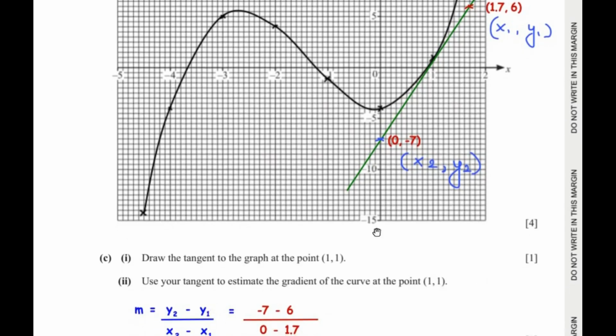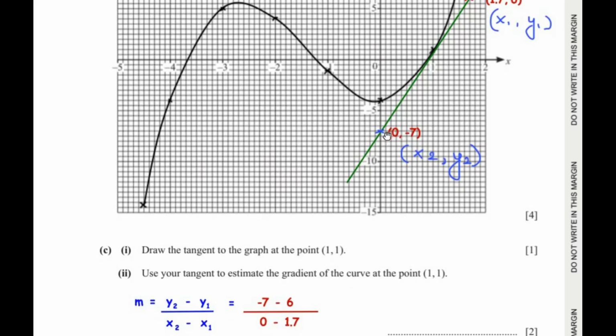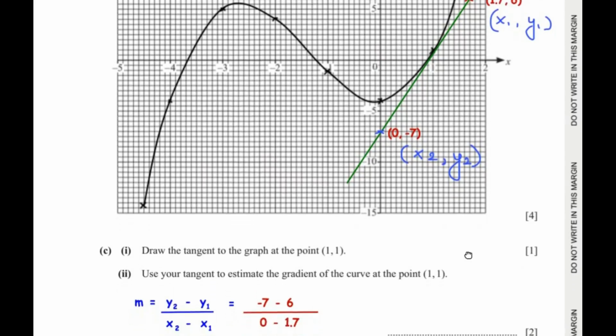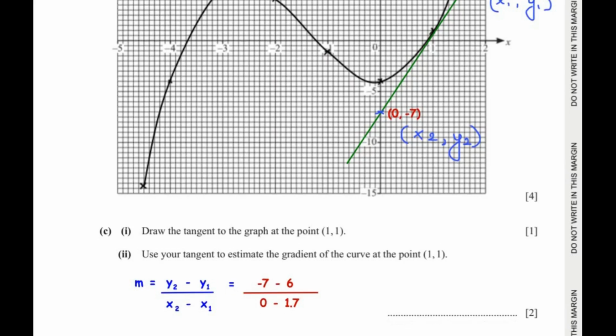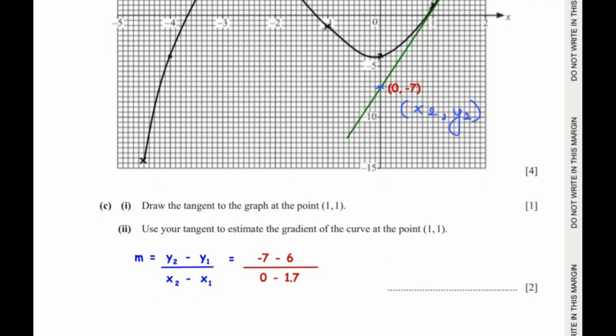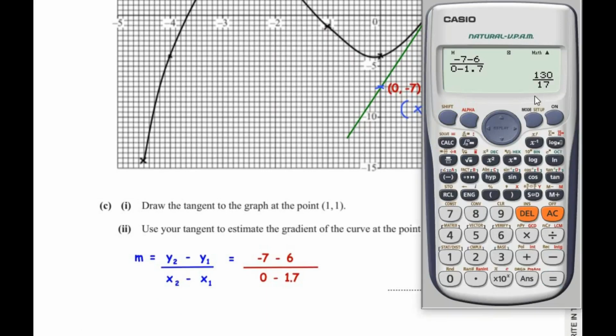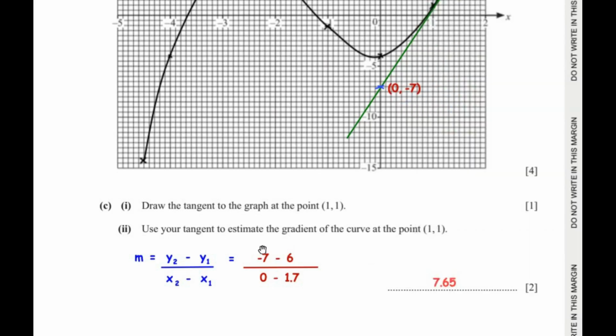So here y2 is going to be -7. So -7 minus y1, which is 6. So -7 minus 6 over x2, which is 0. So 0 minus x1, we have got here 1.7. So 0 minus 1.7. Let us see what value this gives us. So this is going to give us the value as 130 over 17, or in decimals we are going to get it as 7.6705 recurring. So I'm going to round it to 2 decimal places and write it as 7.65. So this is the gradient of the tangent.